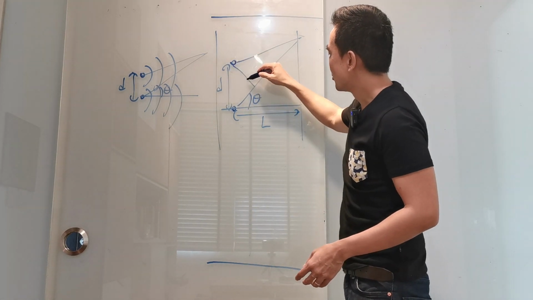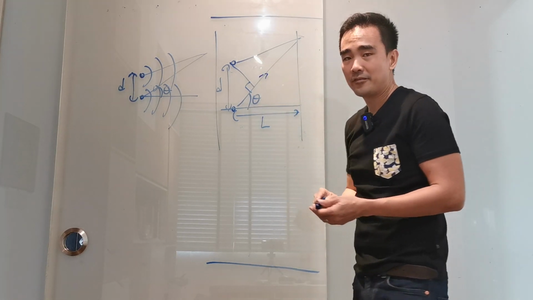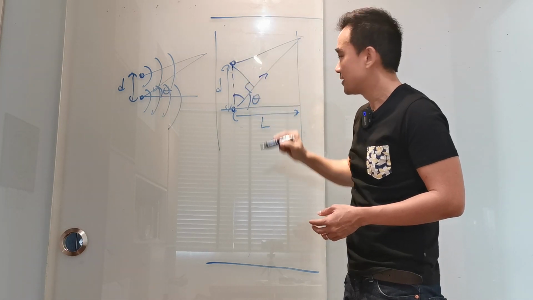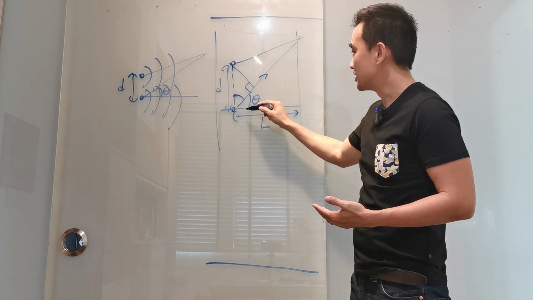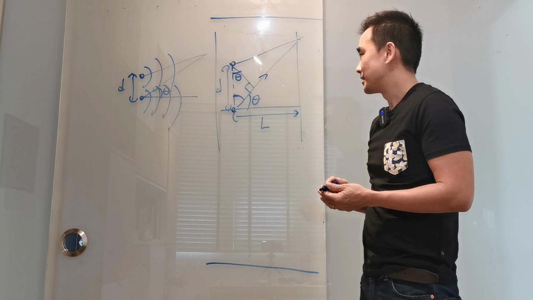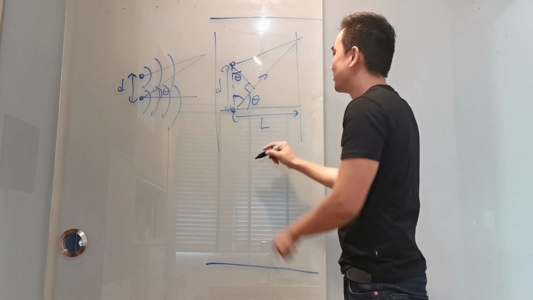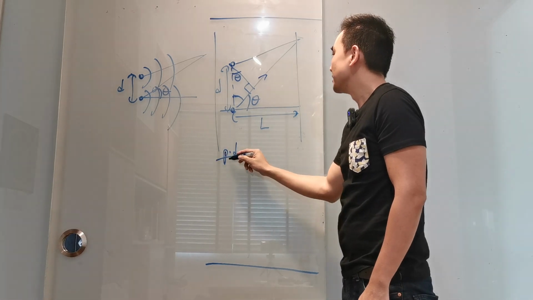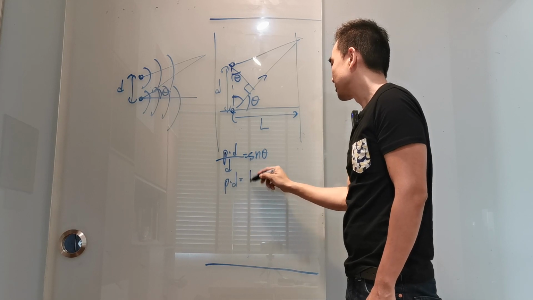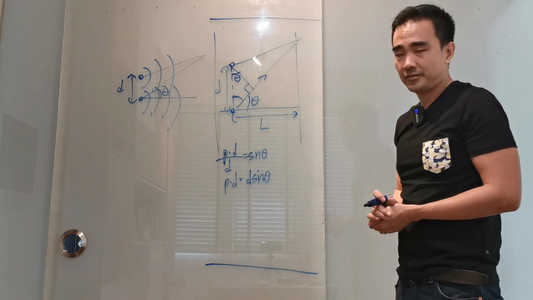If we take a careful look, we can see that this is the additional distance traveled by this wave. If this is theta, this will be 90 minus theta, because this is 90, and by some simple trigo, that angle over there will be theta as well. So this length divided by d will be sine theta. So path difference divided by d equals sine theta, and path difference equals d sine theta.